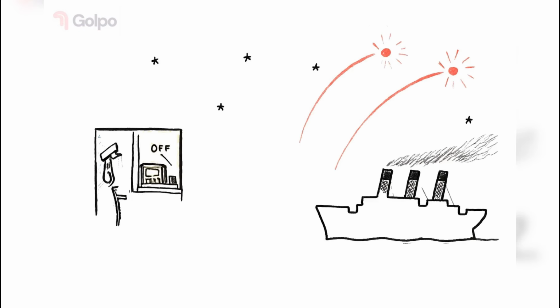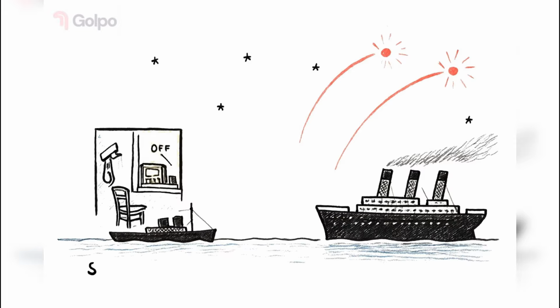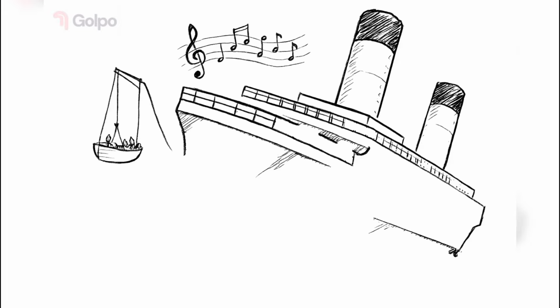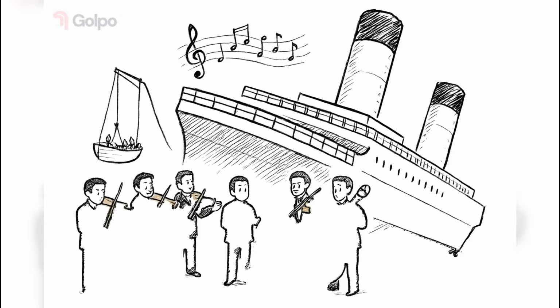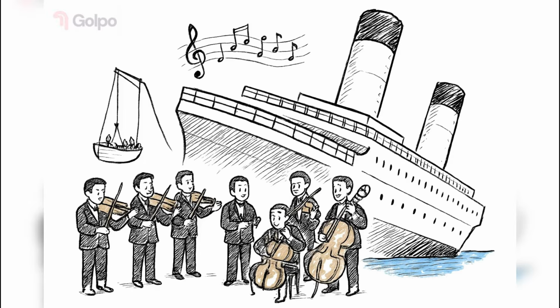This lack of preparation was echoed in the silence from the nearby ship, the SS Californian. Its wireless operator was off duty, completely missing the distress rockets that lit up the night sky. Yet, in the face of these cascading failures, the Titanic's 8 musicians played on, their final notes a defiant act of calm as the ship went down.